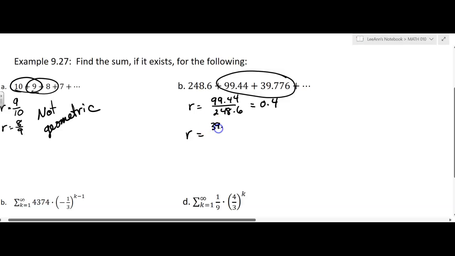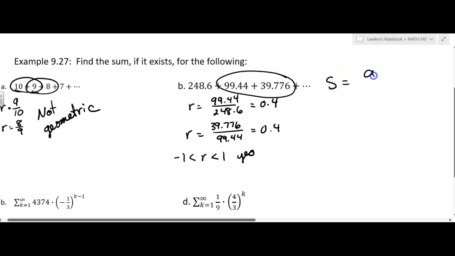So this was 39.776 divided by 99.44. And that also equals 0.4. So that's enough information to say this is geometric. The ratio, is it less than 1 and greater than -1? Yes. 0.4 is between 1 and -1. Okay, so then now I need the formula.